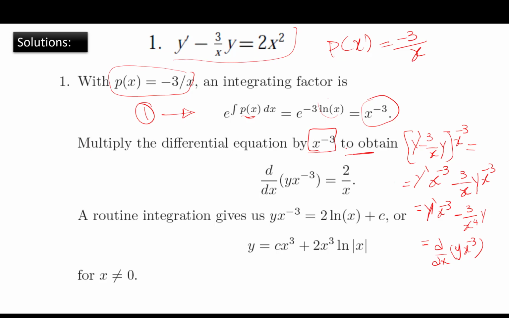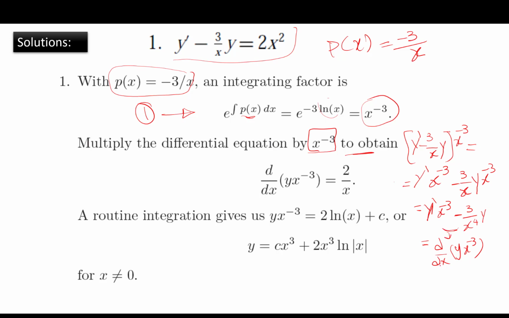Then multiply the differential equation by our integrating factor. This is our differential equation, y prime minus 3 over x y. This is the left-hand side times x to the power 3. Sorry, x to the power minus 3. And the right-hand side is going to equal 2x squared times x to the minus 3. Let's go with the left-hand side now to be sure that it's really equal to what we are expecting. Y prime times x to the minus 3, minus 3 over x y times x to the power minus 3, equals y prime x to the minus 3 minus 3 over x to the power 4 y.